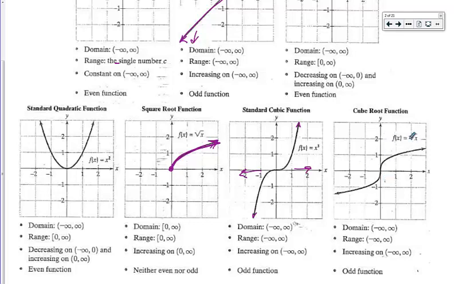The cube root is also similar to your standard cubic function. F of x is equal to the cube root of x. So your domain, again, is traveling left, it's traveling right, so negative infinity to infinity. Range, it's going down and up, so same thing there. And then it's also increasing this whole time. So it's increasing across the whole thing, and it's odd because it has a reflection over that origin.